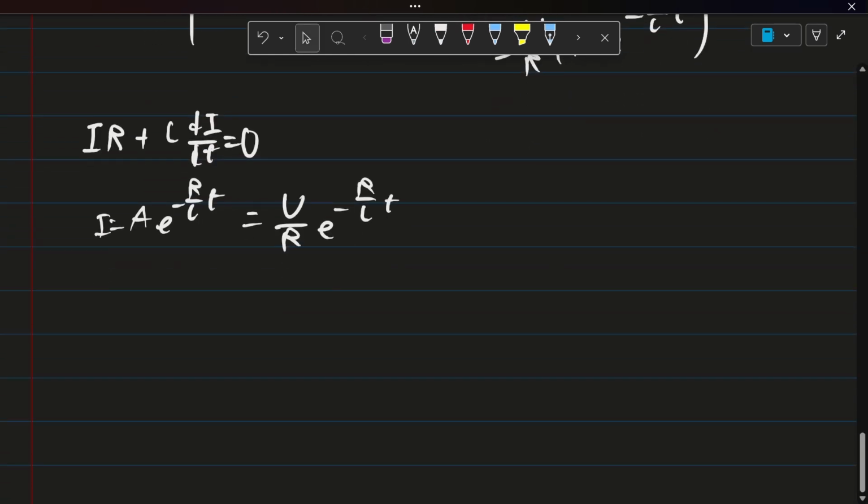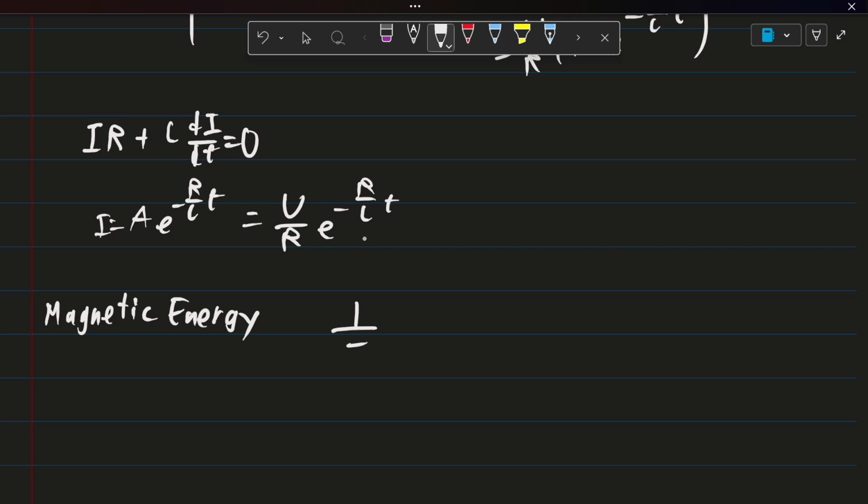So now I want to discuss a little bit about magnetic energy. So we know that magnets create a force, but we haven't fully discussed magnetics as some form of an energy. So we could actually do this by using the previous example of this type of circuit.